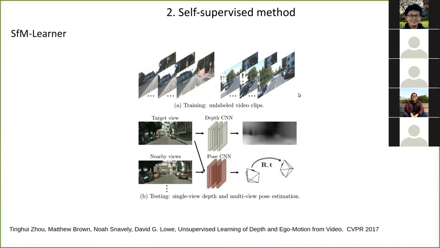Okay. So the idea is that they actually use some of the unlabeled video clips shown here. And they have 2 convolutional neural networks. One is used to estimate the depth. Another one is used to estimate the camera pose, the rotation translation. Okay, this paper is published in CVPR 2017.